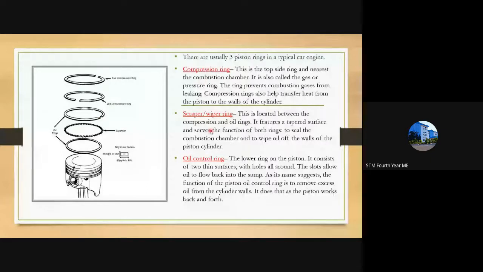Then comes the scraper or wiper ring. This is located between the compression and oil rings. This ring will function as a seal to the combustion chamber, and it will also function as an oil scraper. You will know what an oil scraper is when we read about the oil ring. The oil ring is the bottommost ring present on the piston.